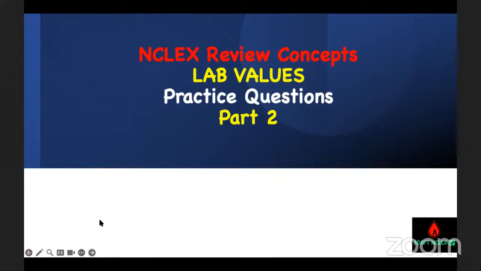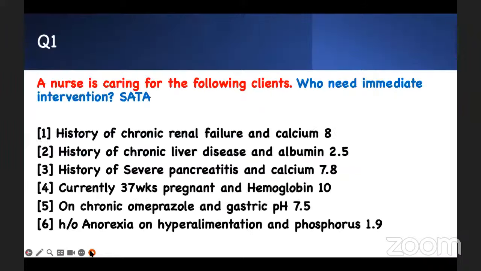So this is part two of the NCLEX review. We're just talking about lab values and how to answer them, the way to think about them to answer questions regarding these kinds of problems. You don't have to memorize them, but to be able to apply it. So we have 20 questions. We'll go very quickly just to highlight some of the facts you should pay attention to when you see these kinds of questions.